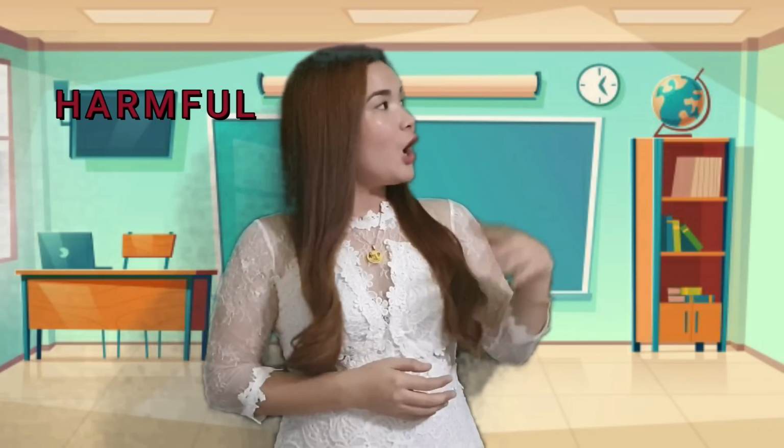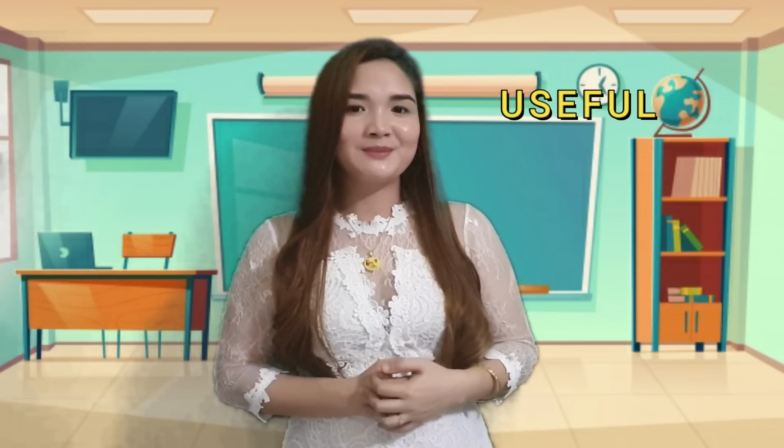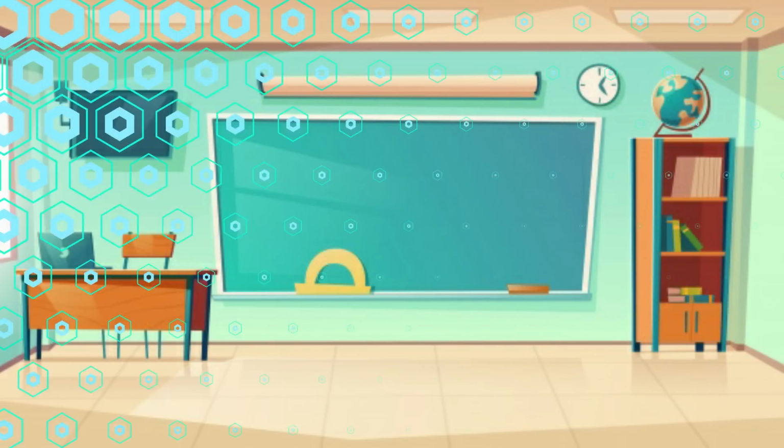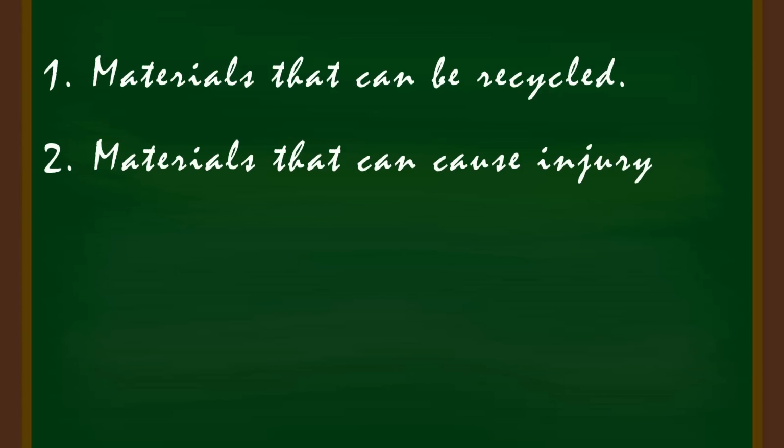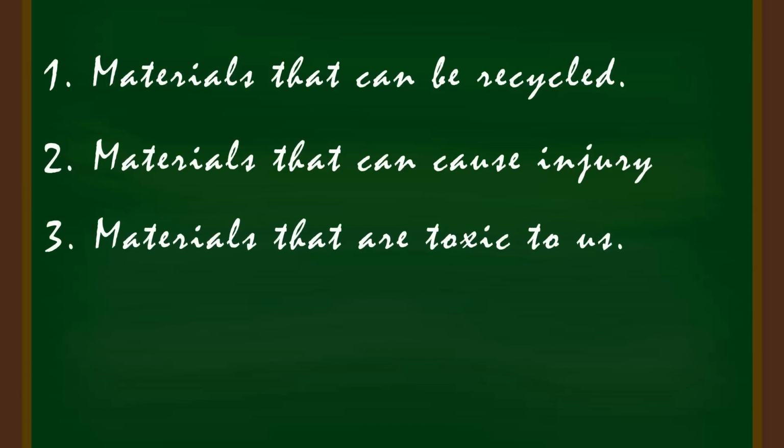Now, let us see if you can identify what these sentences describe. Is it harmful or useful materials? 1. Materials that can be recycled. 2. Materials that can cause injury. 3. Materials that are toxic to us.